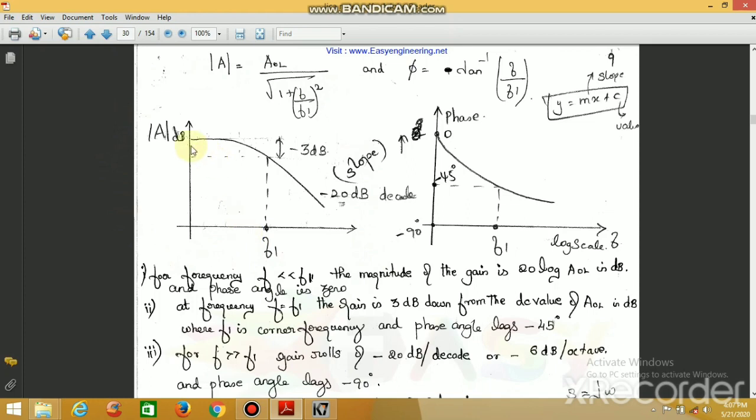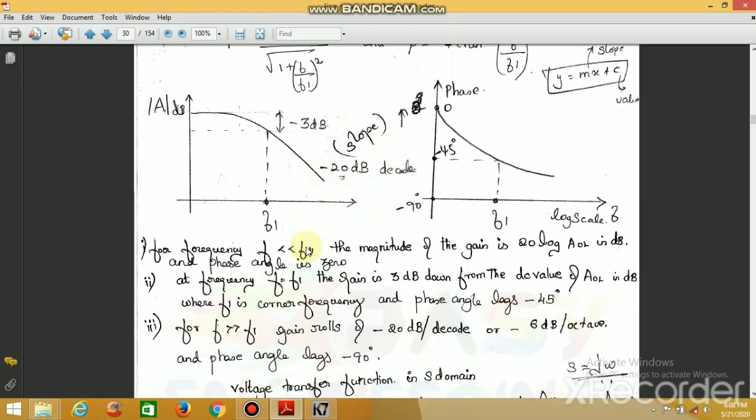So the gain of the op amp remains constant, and there is a particular frequency where it decays 3 dB, and after that frequency you can find a 20 dB decay. What we can infer from this is, for a frequency f less than f1, the magnitude of gain is 20 log AOL in dB. That is, for all the frequencies which are less than f1, the magnitude of gain will be constant, and it is nothing but the 20 log AOL.